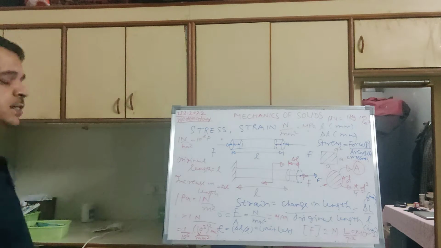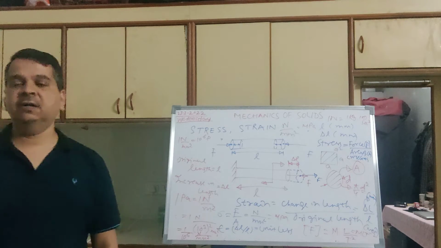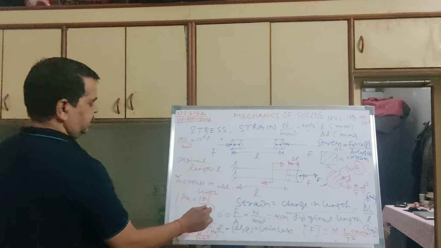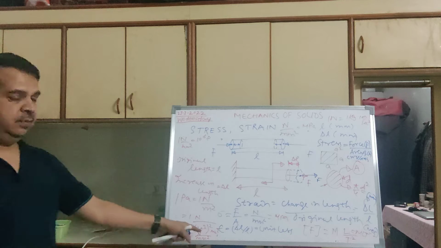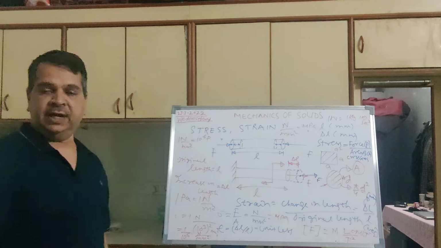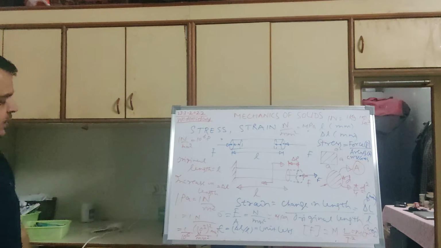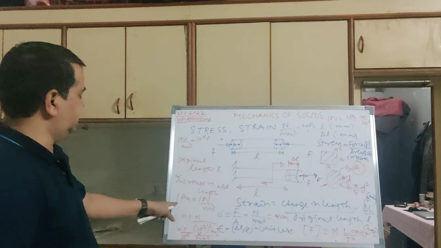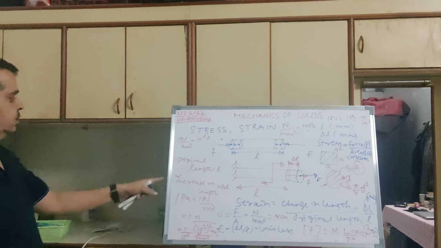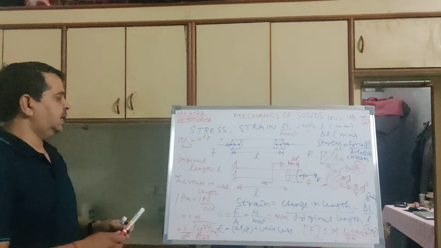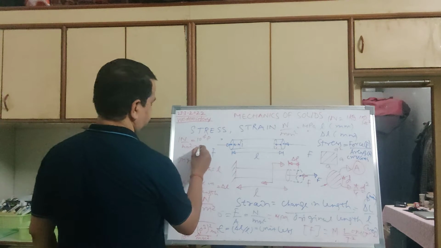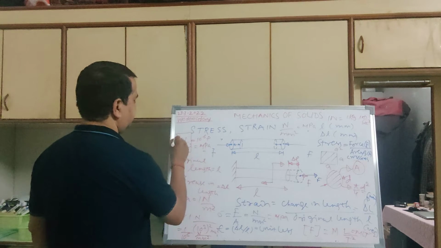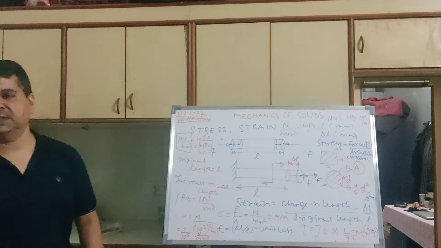Because you know 1 Pascal is equal to 1 Newton per meter square. So 1 Newton, then meter. 1 meter is equal to 10 to the power 3 mm. Then you are squaring it, so it becomes 1 by 10 to the power 6 Newton per mm square. So 1 Newton per meter square will be 10 to the power 6 into 1 Pascal. So 10 to the power 6 into 1 Pascal is nothing but megapascal. So Newton per mm square is nothing but megapascal.